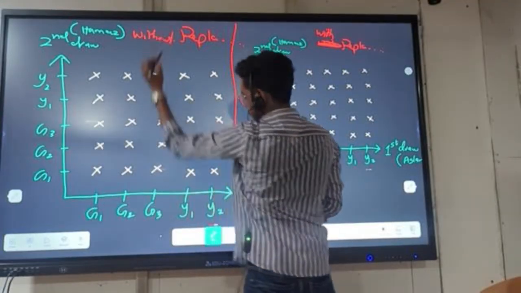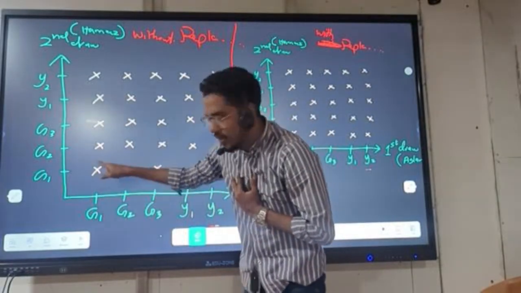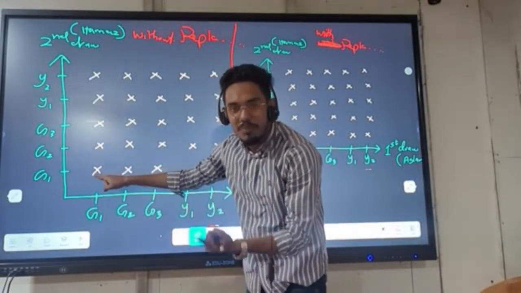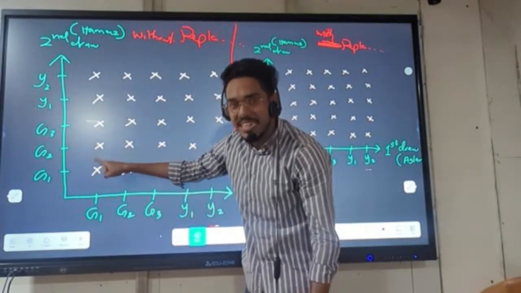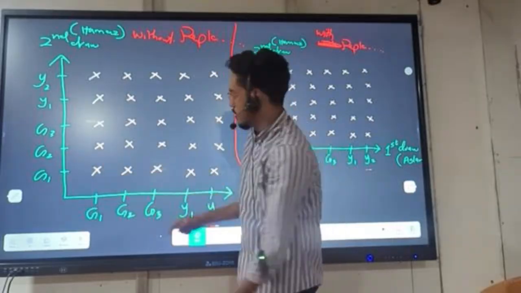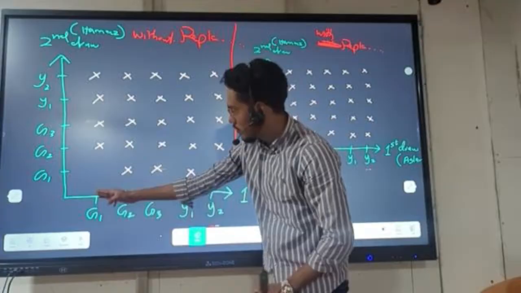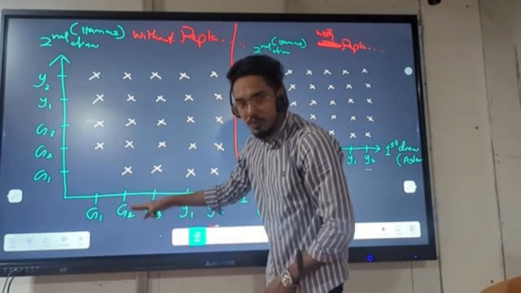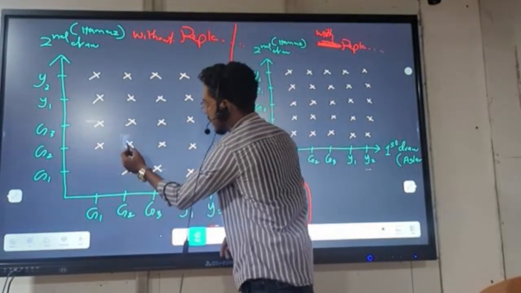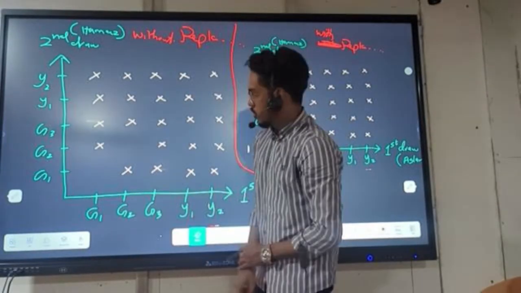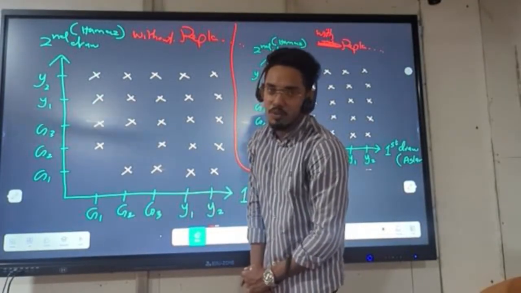So in without replacement, what happens? If I take G1 in the first draw, I'm not going to replace it back, which means I can't take G1 again. So this section is not possible. We'll go to another possibility. I'm going to take G2. If I have taken G2 in my first draw, I can't take G2. So the sample spaces we have for the same item is not possible in without replacement.